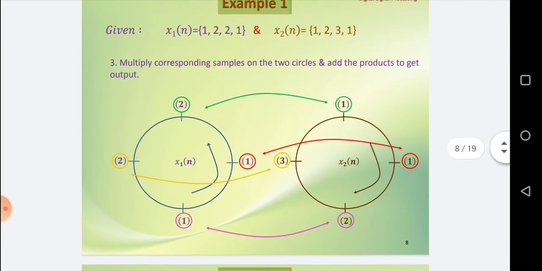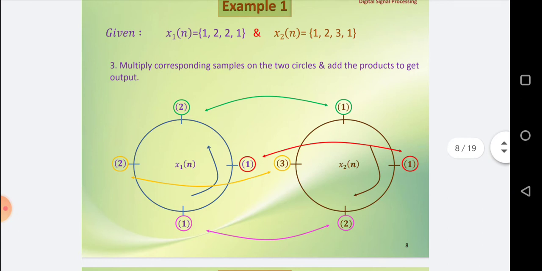Before that, for step 3, what we have seen: multiply corresponding samples on the two circles and add the products to get the output. So here there are total 4 different colors. The colors represent pairs of samples that we have to multiply, and after multiplication of each pair we have to take the final addition. Let's see how it is done.